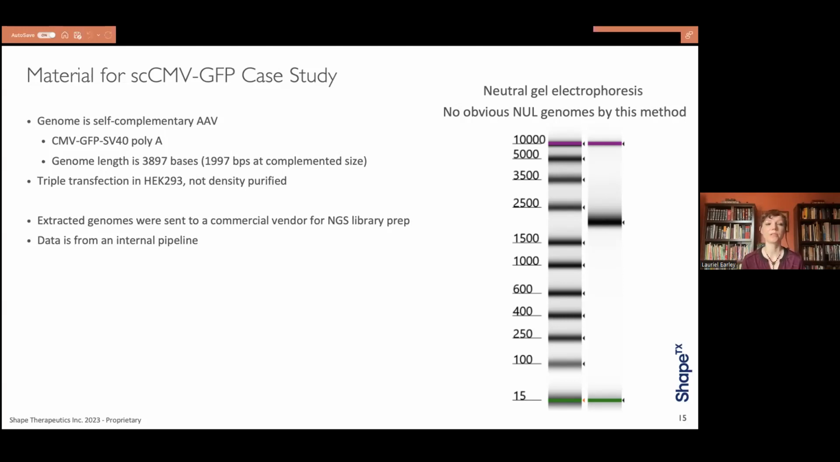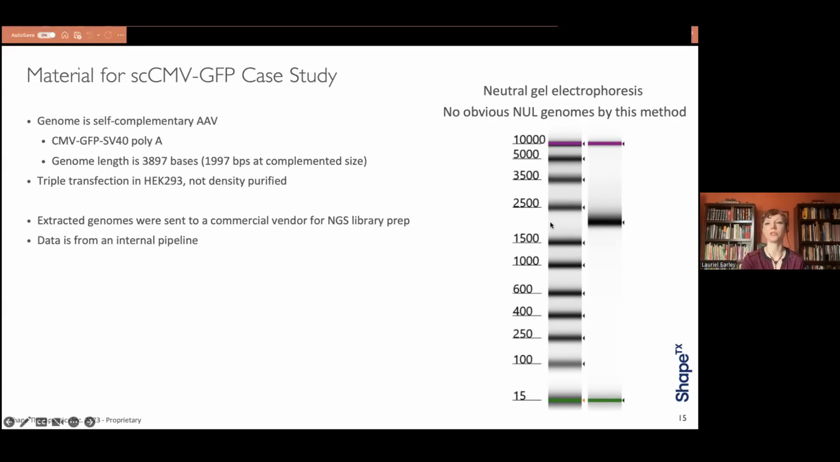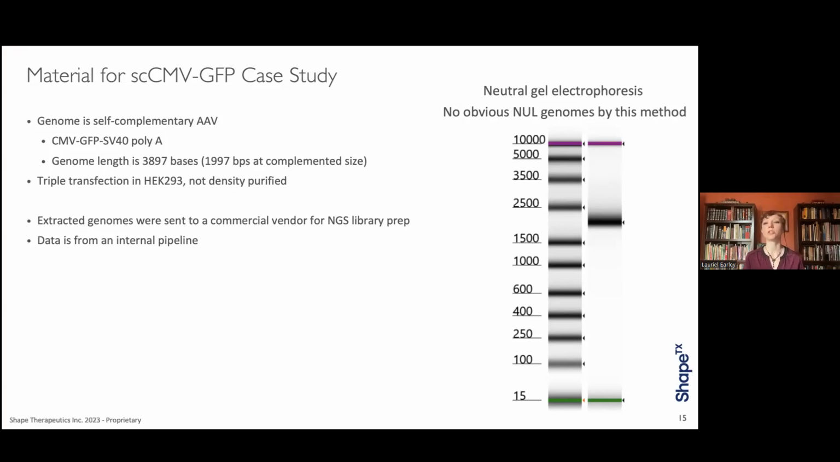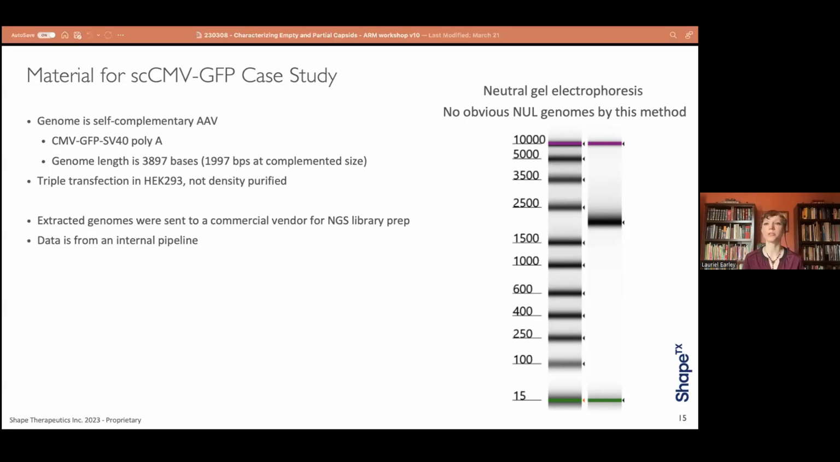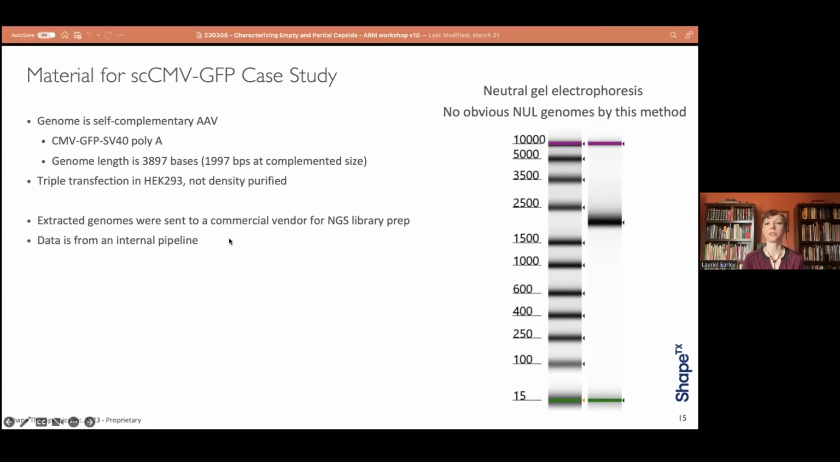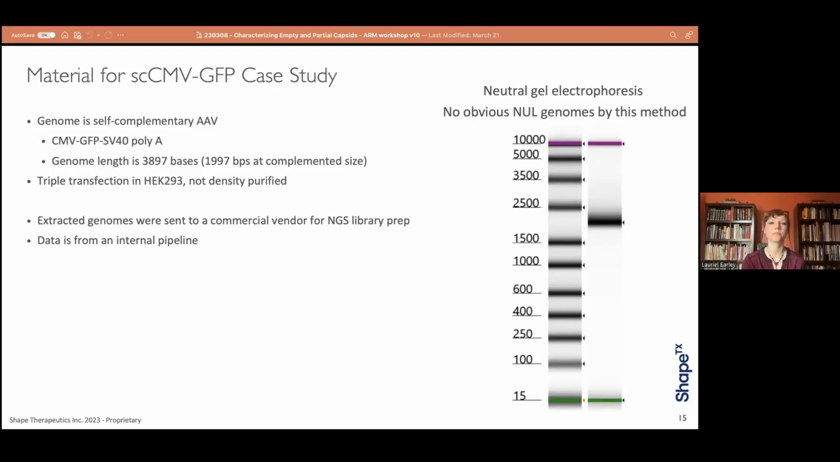So the genome length for this is 3,897 bases, which at a complemented size will be near 2,000, which when we run it on a neutral gel here, we can see that that's the major population at around 2,000. We don't see any other bands under this neutral gel, showing that this is probably a pretty pure population when it comes to genomic rearrangements. So these extracted genomes were sent to a commercial vendor for the NGS library prep and sequencing, and then the data is from our internal pipeline.